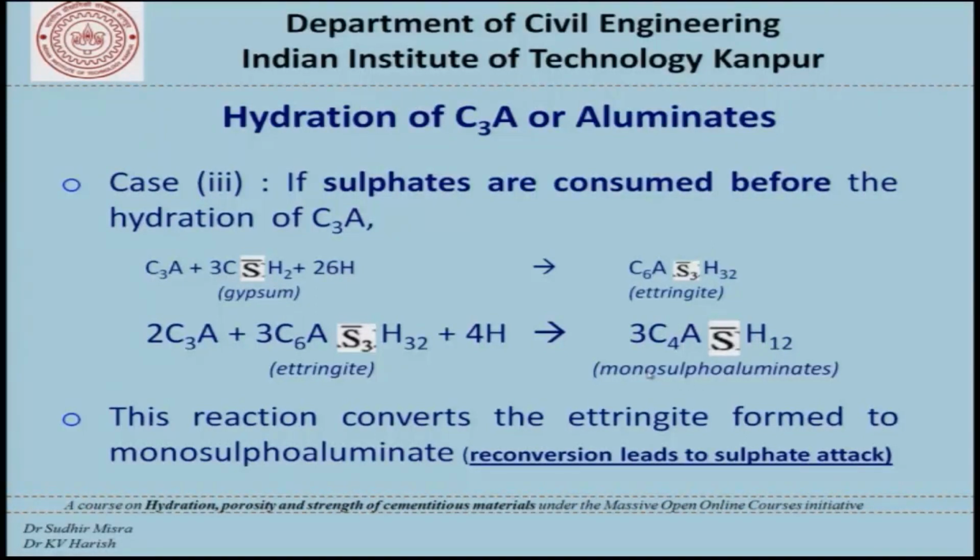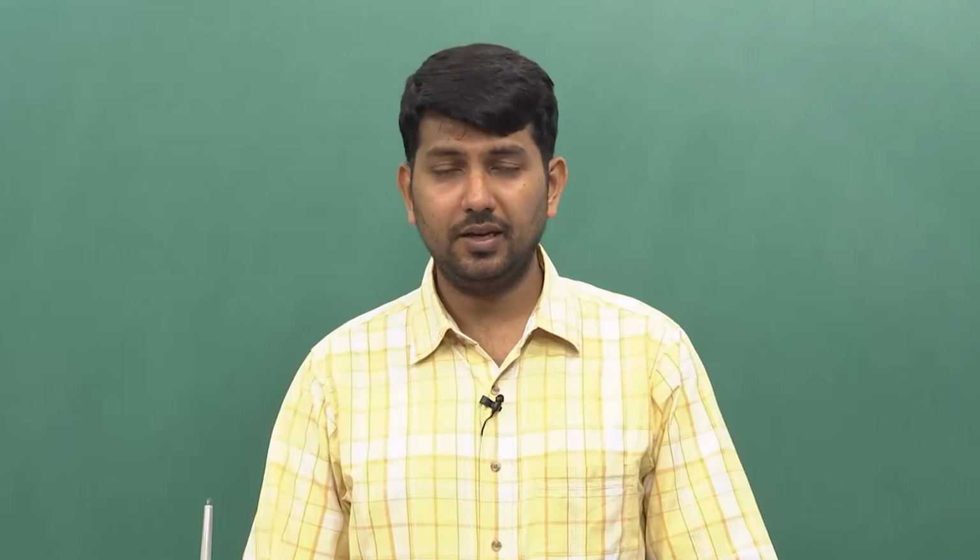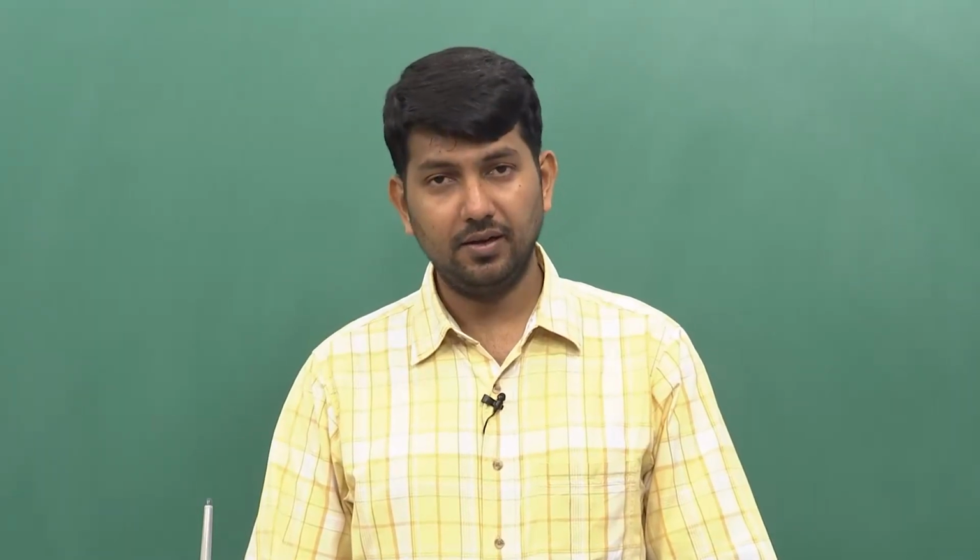This is very important when we discuss sulfate attack. We will see that later. This reaction converts the ettringite formed to monosulfoaluminates. Usually we do not prefer this compound, and we prefer the hydrated aluminates to be in the form of ettringite. The formation of monosulfoaluminates as such does not cause any deterioration, but at a later stage, if there are more sulfates or external sulfates coming from outside, then it creates cracking in concrete, and that is popularly referred to as sulfate attack, which we will deal with at a later stage.